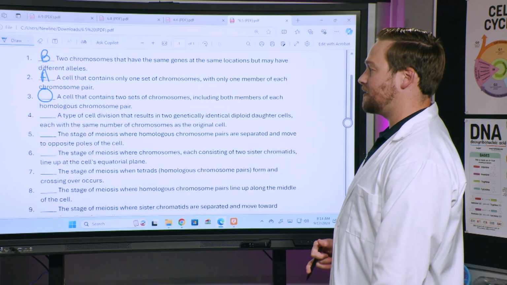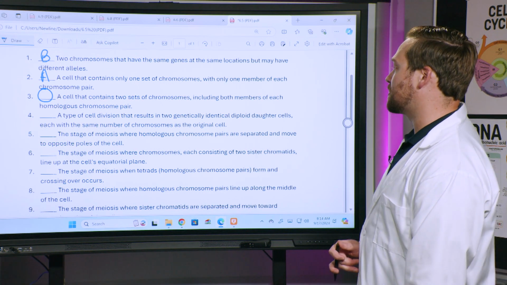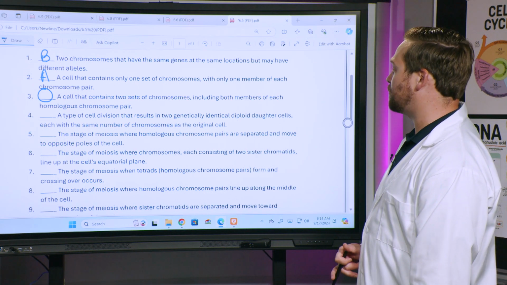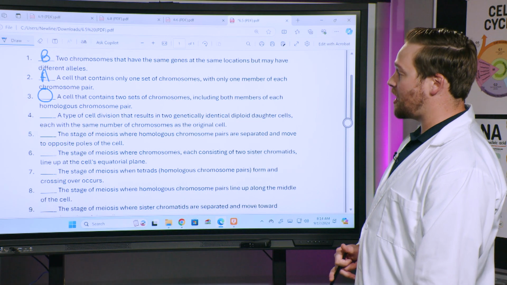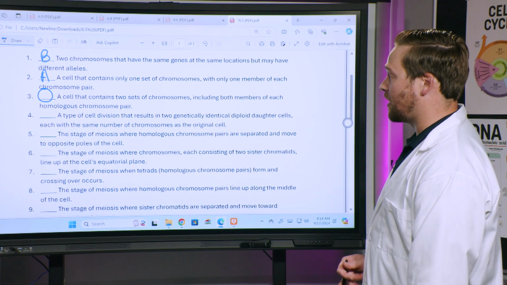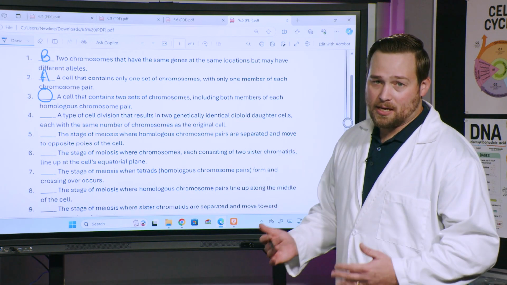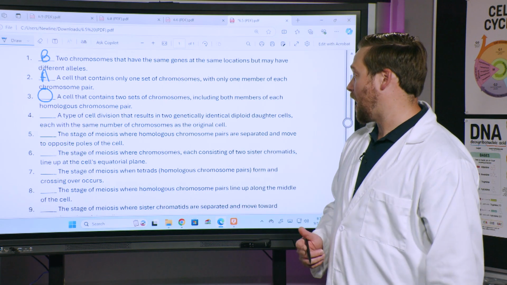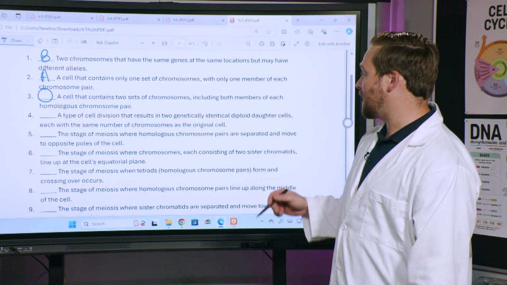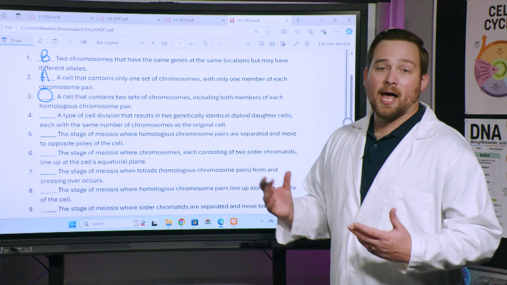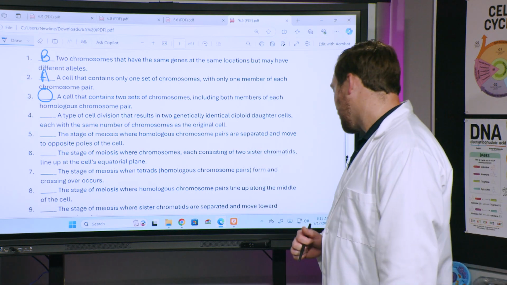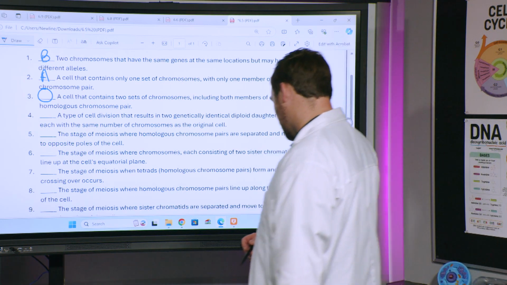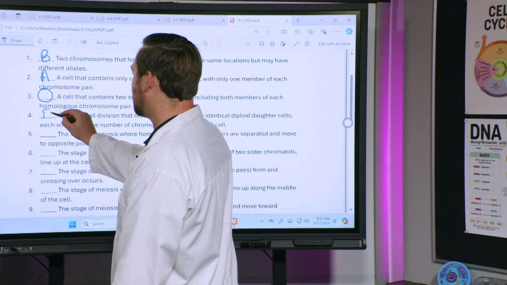So 4 says, a type of cell division that results in 2 genetically identical diploid daughter cells, each with the same number of chromosomes as the original cell. So this is describing either mitosis or meiosis. Which one do y'all think it's describing? Well, I see 2 genetically identical diploid cells. I know that that's going to be mitosis, right? So for number 4, let's go with mitosis, which is letter D.